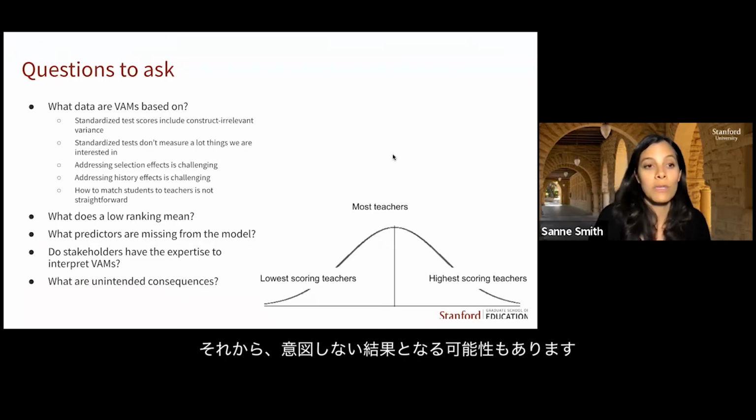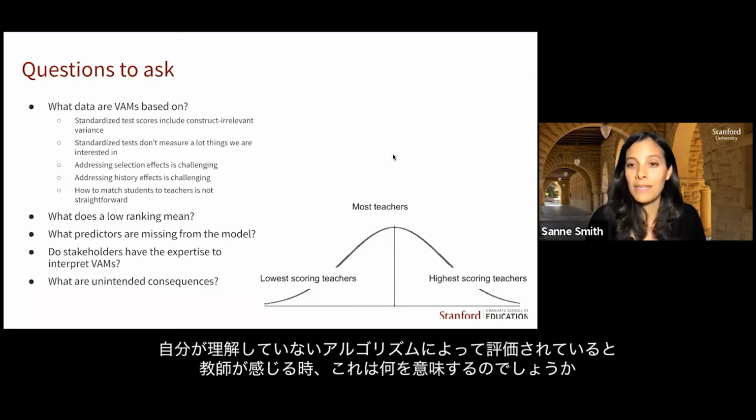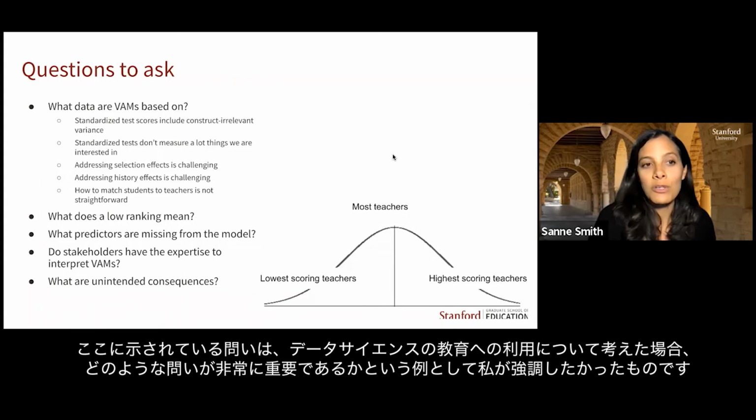And then there might also be some unintended consequences. So, what does it mean for teachers when they feel like they're being evaluated by an algorithm that they don't understand? So these are all some important questions that I wanted to highlight just as an example of what kind of questions are really important when we think about using data science for education.